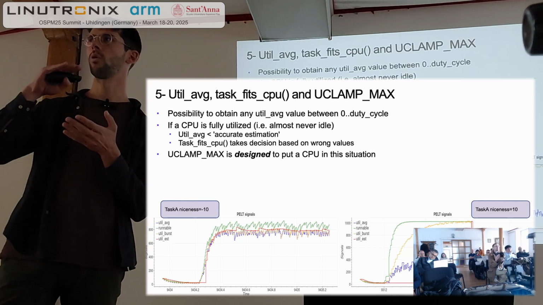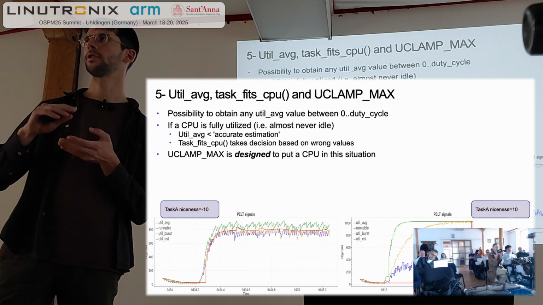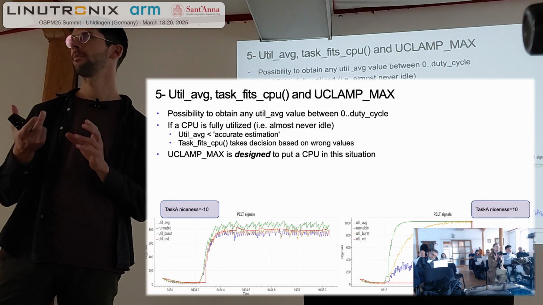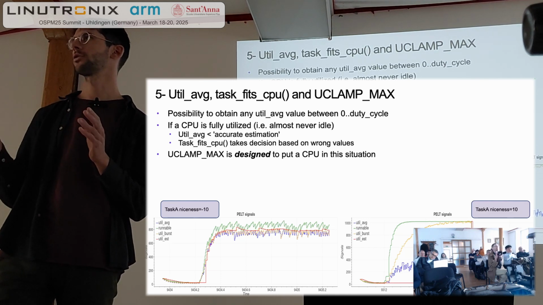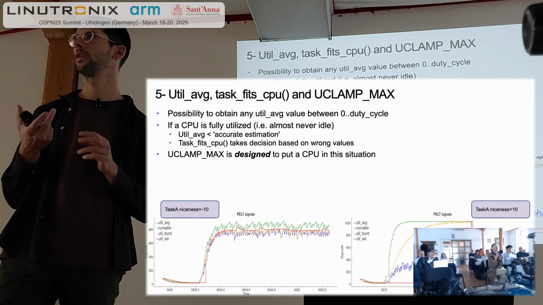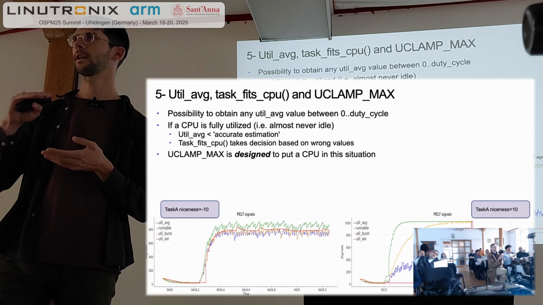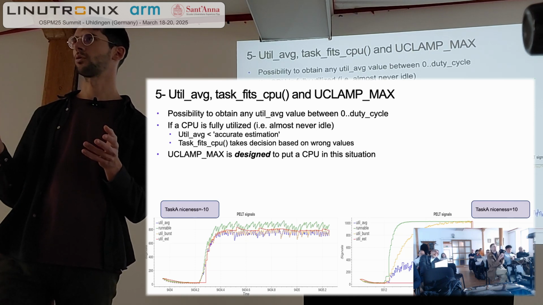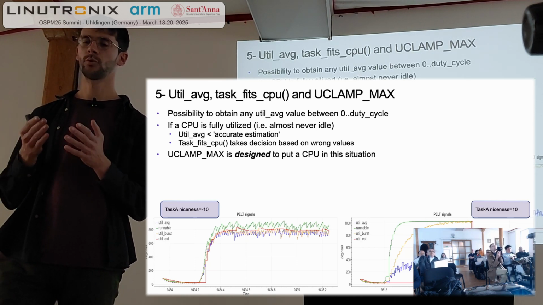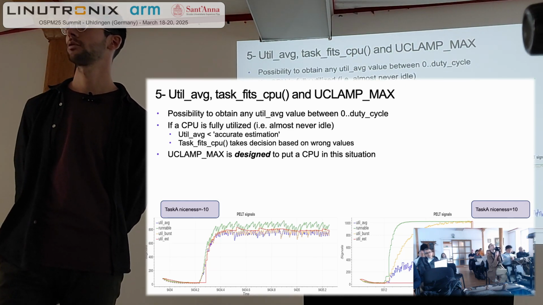Also, if you lower the frequency on purpose, you're going to get an accurate estimation way later, because the faster you run, the faster you will get a good estimation of the task as well. So if you lower the frequency you're running at, it's more likely that you will need to wait a lot more before getting this right estimation.